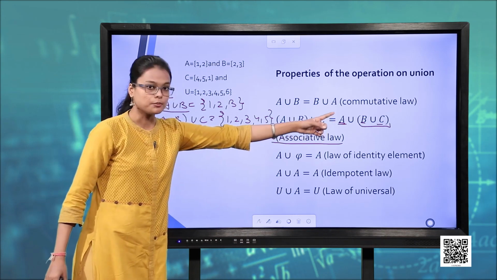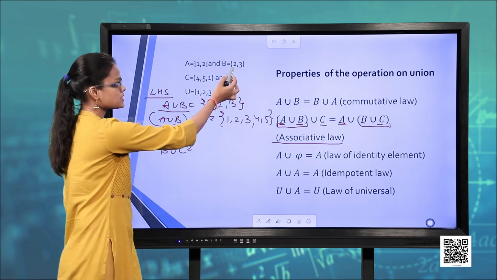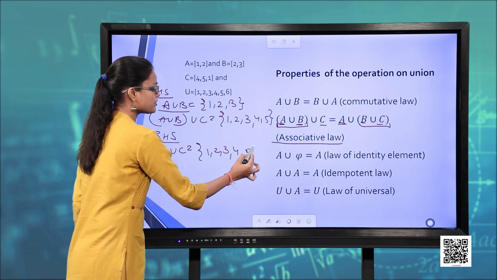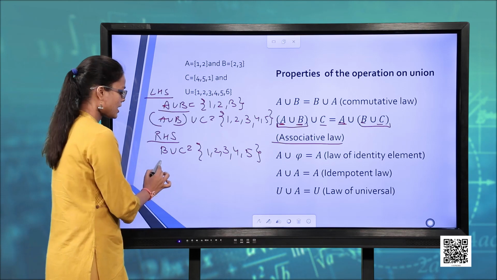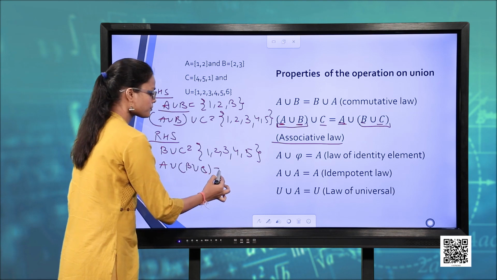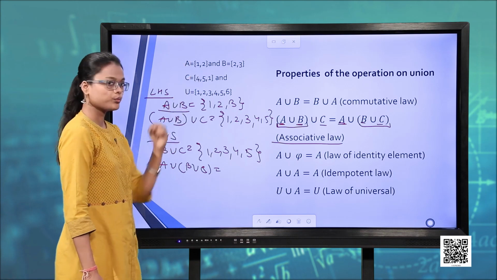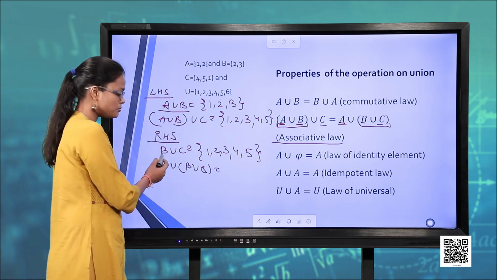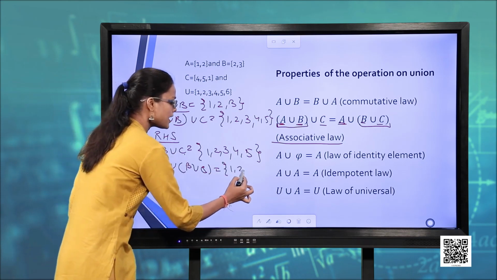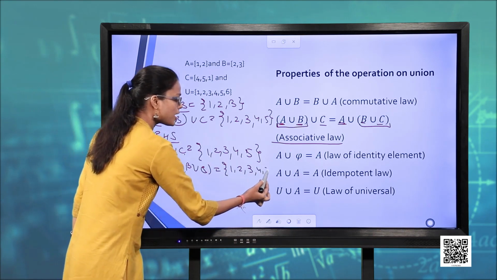We have to first find B union C. What is B union C? It is 1, 2, 3, 4 and 5. And A union B union C: you may see A consists of elements 1 and 2, and 1 and 2 are already present in B union C. So B union C will be the answer for it, that is, the elements which are there in A union B union C are 1, 2, 3, 4 and 5.